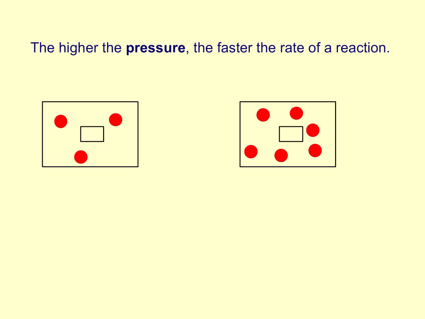The pressure works in a very similar way. The higher the pressure, the faster the rate of a reaction. On the left, we've got a picture with low pressure. Our red particles are now gas particles. On the right, we have a higher pressure. If we have a gas at a higher pressure, why would it react faster? What's a logical thing to say?